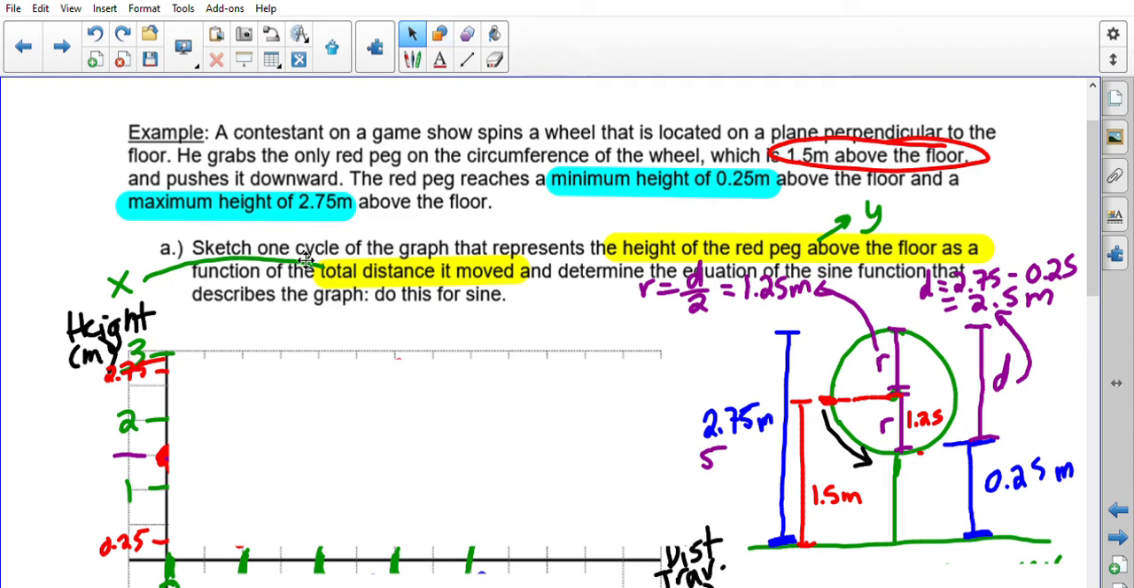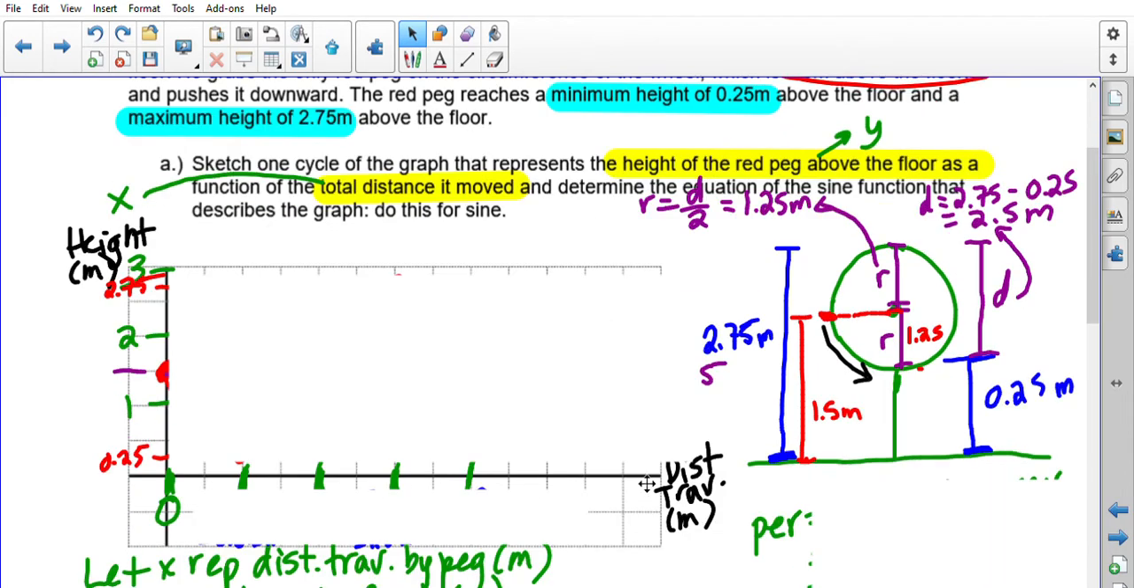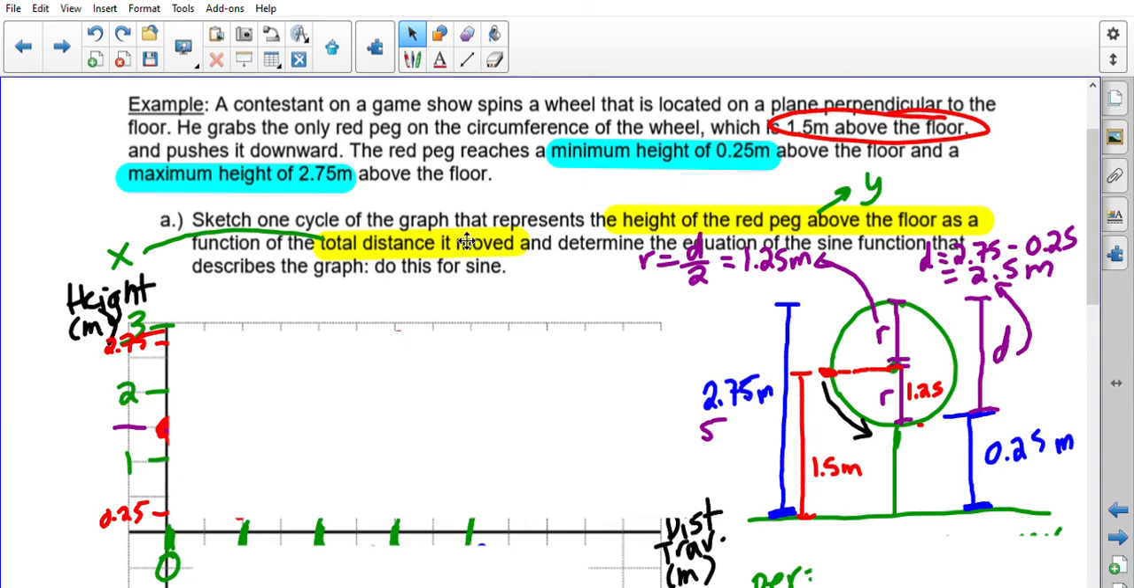All right, so it says, sketch one cycle of the graph that represents the height of the red peg above the floor as a function of the total distance it moved. So when they word it like this, that means they want height on the y-axis. And in terms of the total distance moved, that means that they want that as the x-axis. So we're used to x being time. So this is the first time that we're dealing with x being a distance traveled.